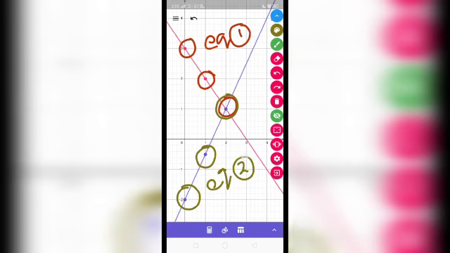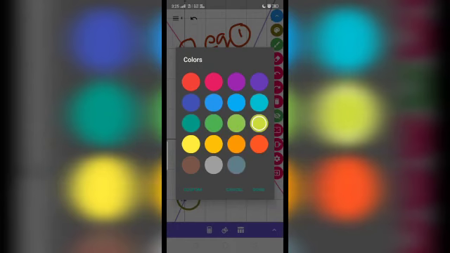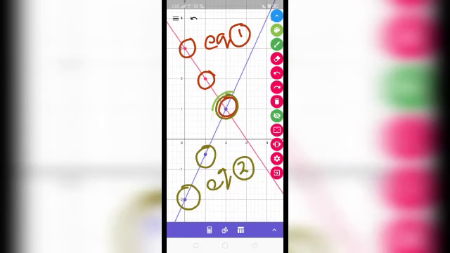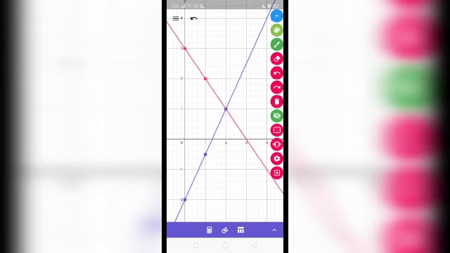So equations 1 and 2 are intersecting at a common point, which is (2, 1). So the two lines are intersecting at (2, 1). It is a common solution. So x takes the value 2 and y takes the value 1.